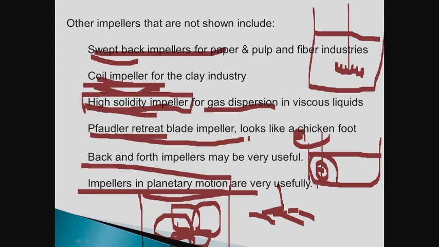Okay. So you need to move the impeller around in the tank here. You have a duty to watch how, basically, planetary motion, how the impeller behaves, right?